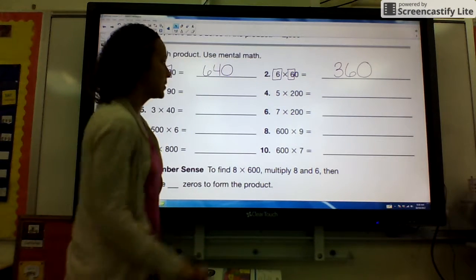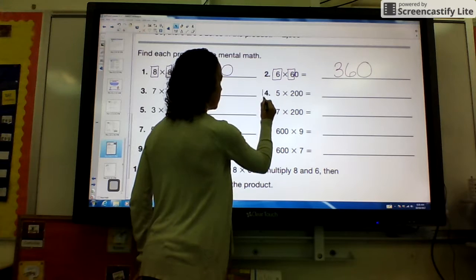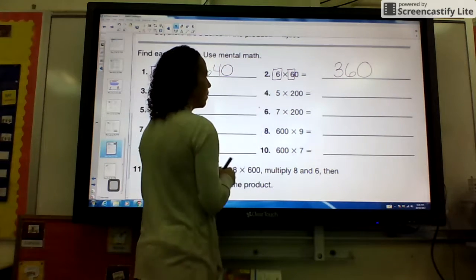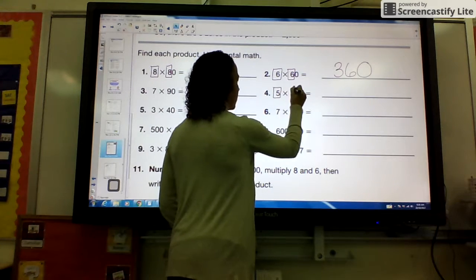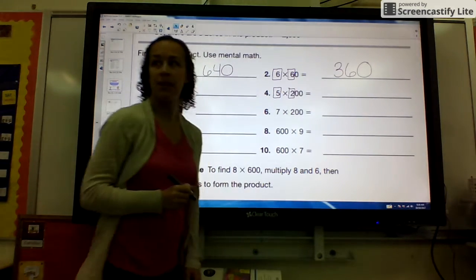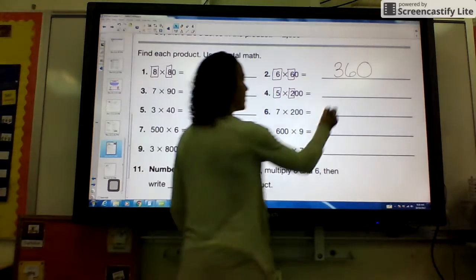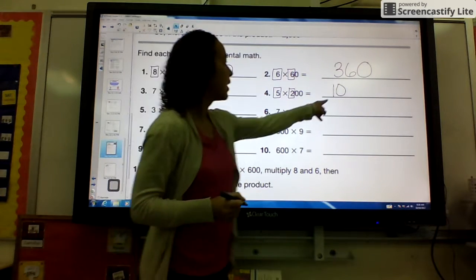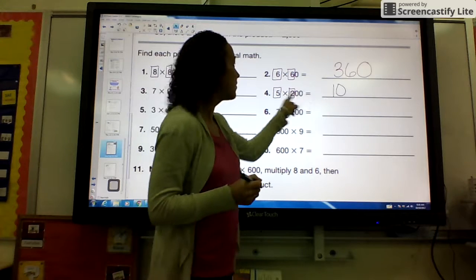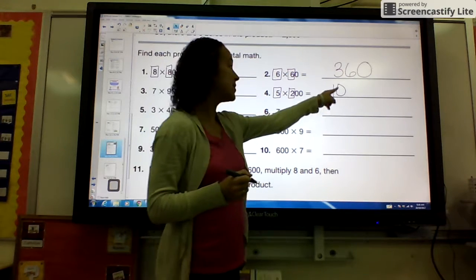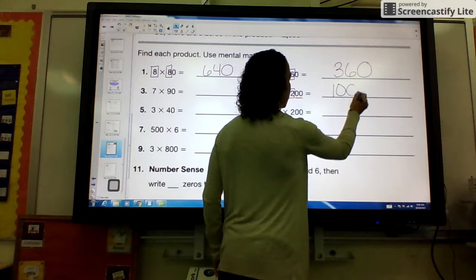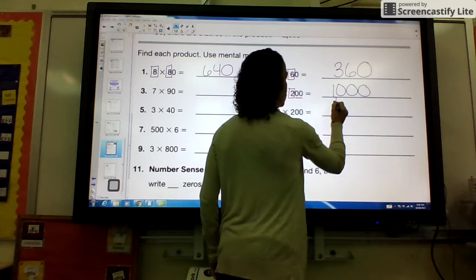We're going to do one more together before I set you loose. Let's look at number 4. Okay, my basic fact here is 5 times 2. Well, 5 times 2 is 10. And what do you notice about our basic fact here? It has a 0 in it. So 5 times 2 equals 10. This 0 is not going to be counted in these two. I still need to bring over my 2 zeros.